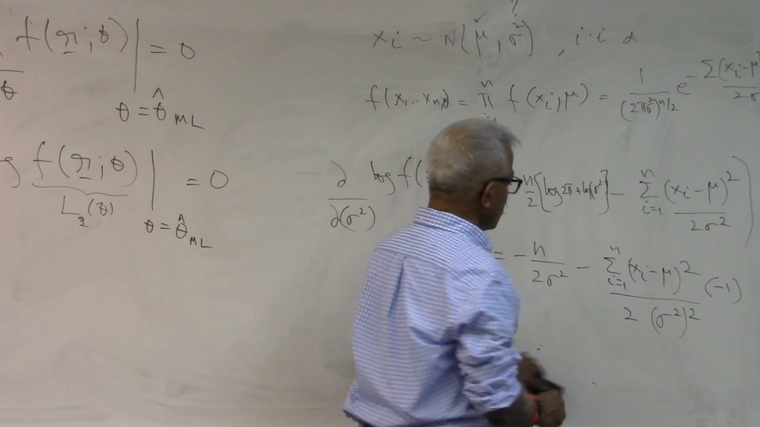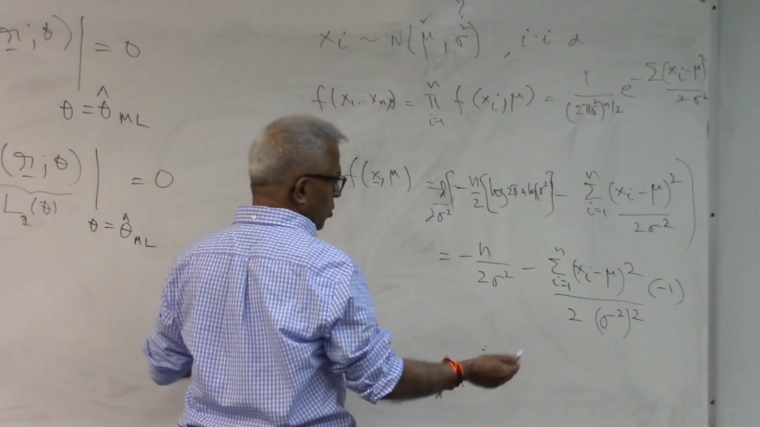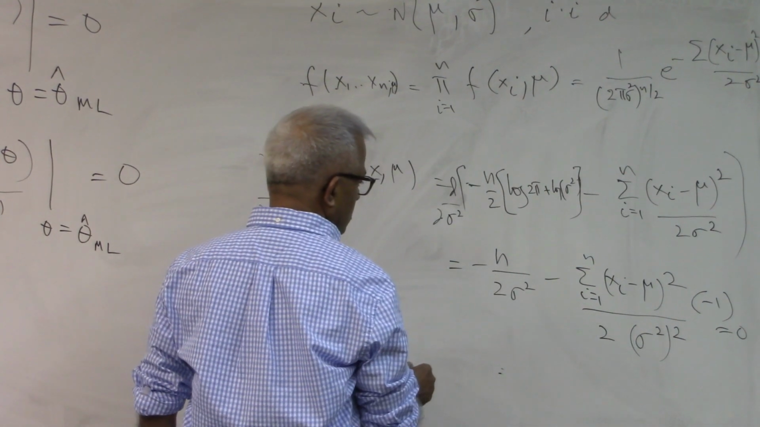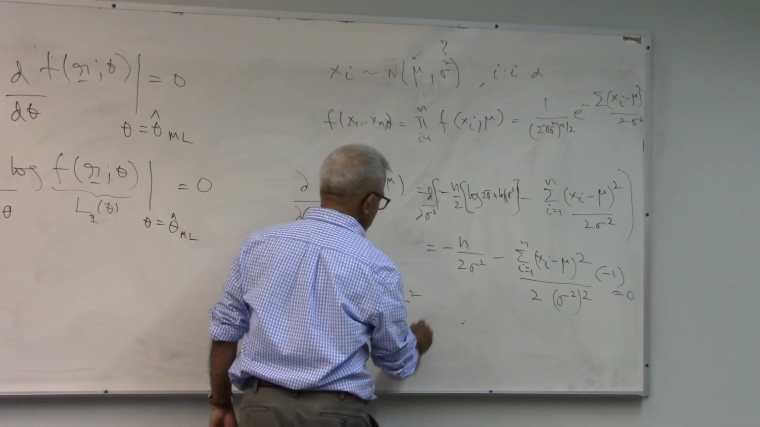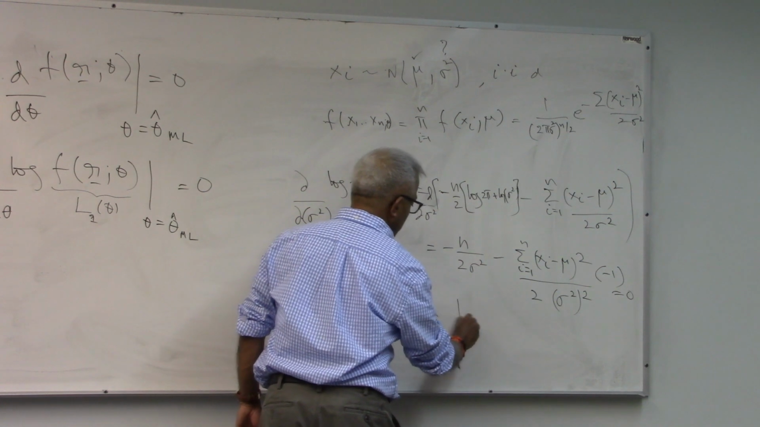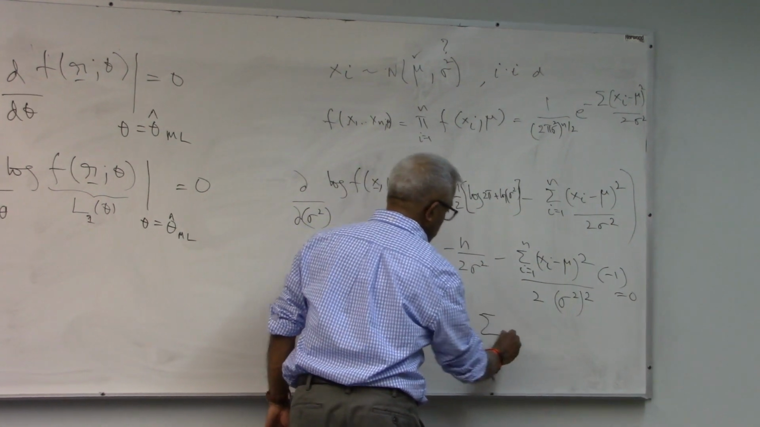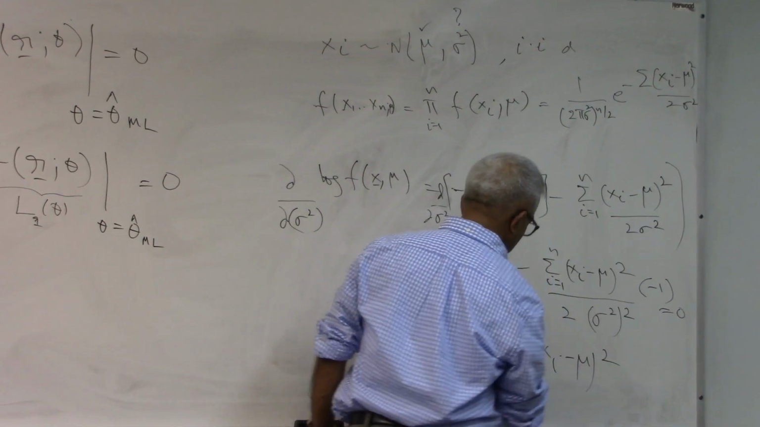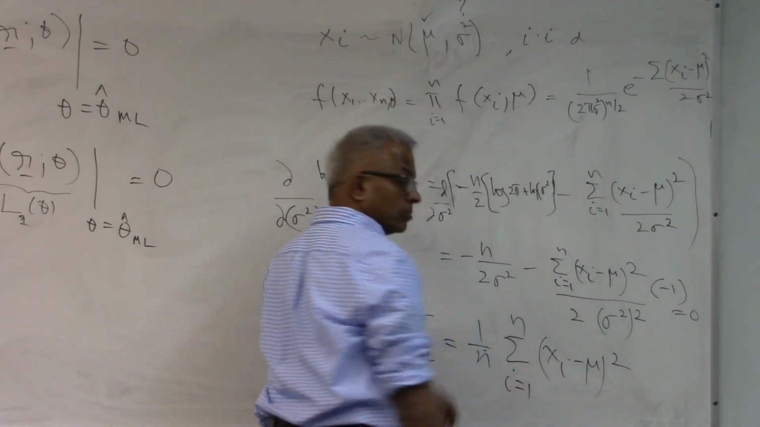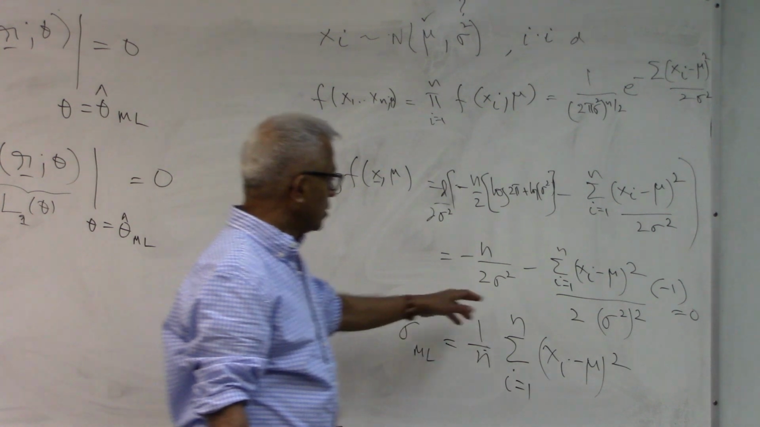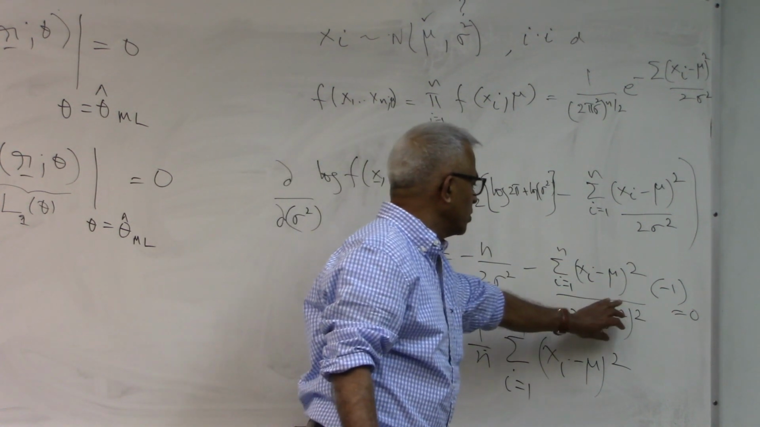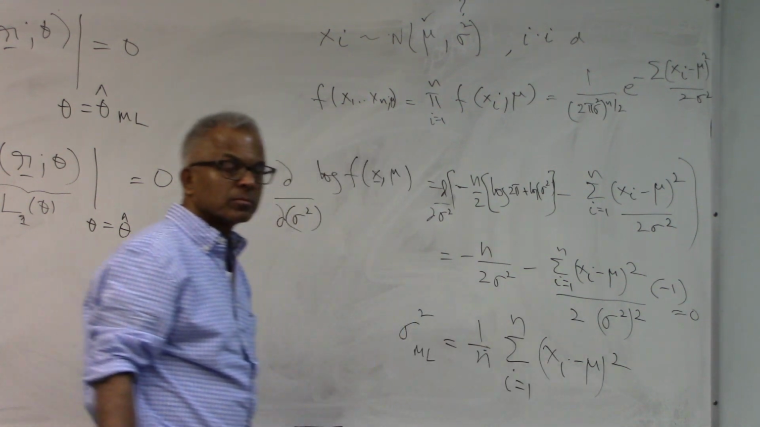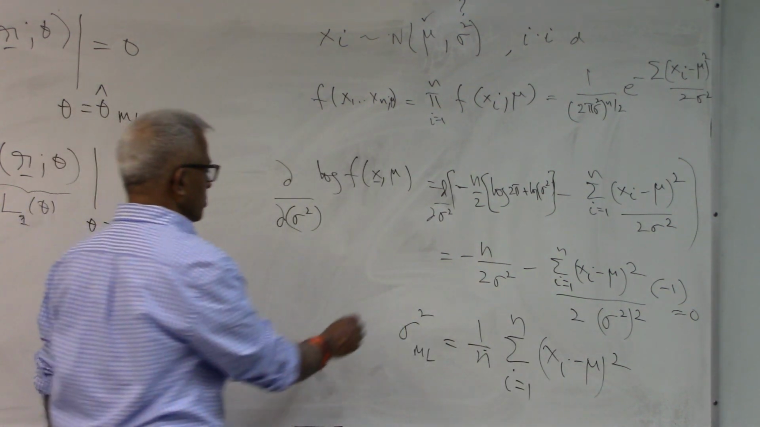So let's simplify and see what we get. So 1 over sigma squared, this equated to 0. So you get sigma squared ML. Sigma squared cancels, then you have 1 over sigma squared, the 2 cancels, this n goes, so you get this. So that's also an estimator, right?